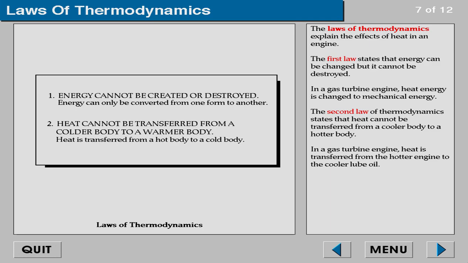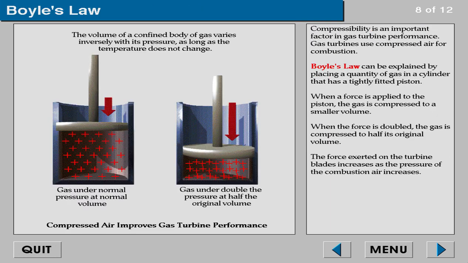Boyle's law: the volume of a confined body of gas varies inversely with its pressure, as long as the temperature does not change. Gas under normal pressure has its original volume; gas under double the pressure is at half the volume. Compressed air improves gas turbine performance. Compressibility is an important factor in gas turbine performance. Gas turbines use compressed air for combustion. Boyle's law can be explained by placing a quantity of gas in a cylinder that has a tightly fitted piston. When a force is applied to the piston, the gas is compressed to a smaller volume. When the force is doubled, the gas is compressed to half its original volume.